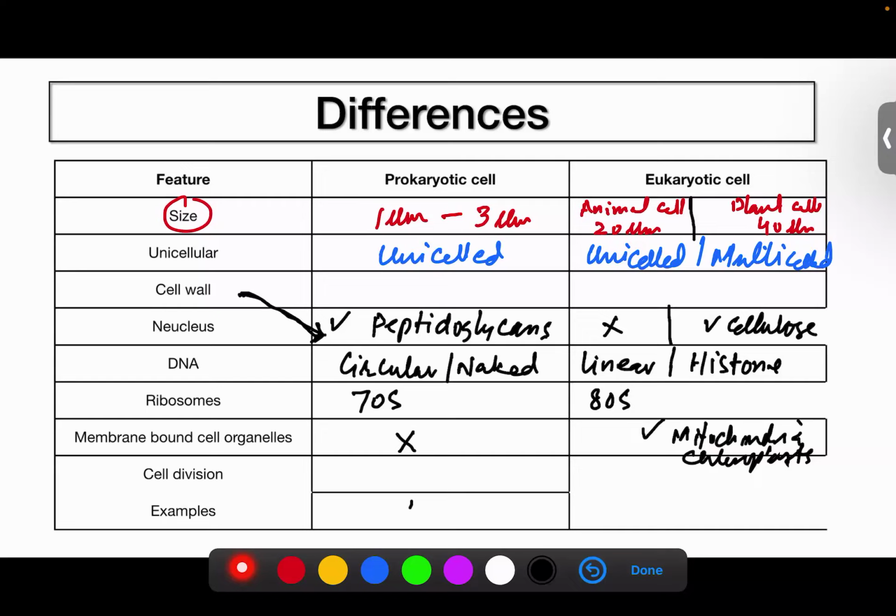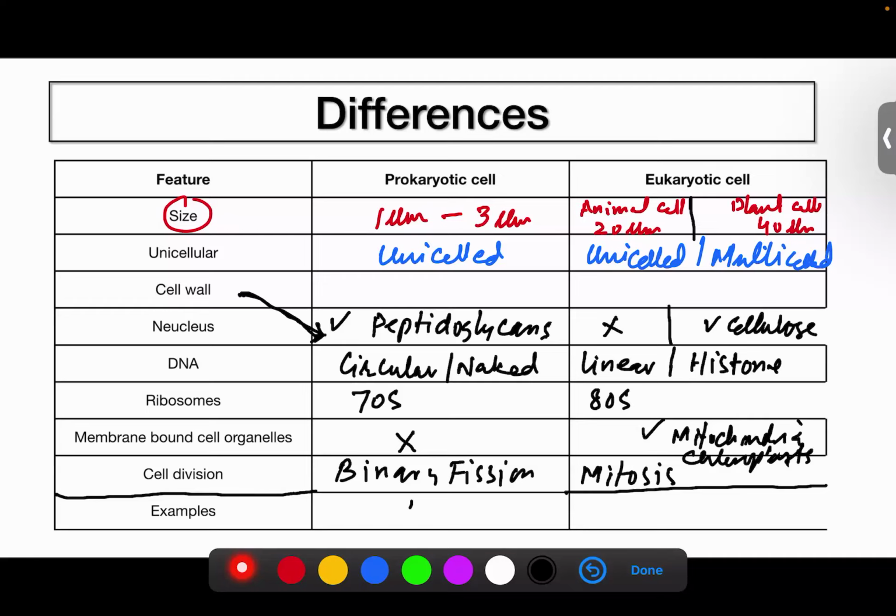Cell division, there are two types of cell division involved in asexual reproduction and in growth of organisms. In bacteria, it is known as binary fission. Details of the binary fission are not in our syllabus. However, in eukaryotic cells, the cell division is mitosis, and we will discuss mitosis in detail in another lesson.